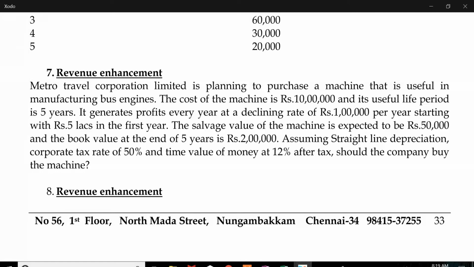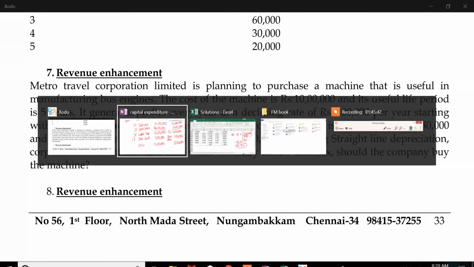Okay, the final requirement of this question is we need to decide whether the company should buy this machine or not. So in order to do this analysis, we'll have to go through a series of 4 steps. In step 1, I'll find out the initial outflow. Step 2, in between flows. Step 3, terminal flow. Step 4, consolidate and calculate NPV. Positive NPV, go ahead. Negative NPV, reject it. Let's start. Step 1, initial outflow.